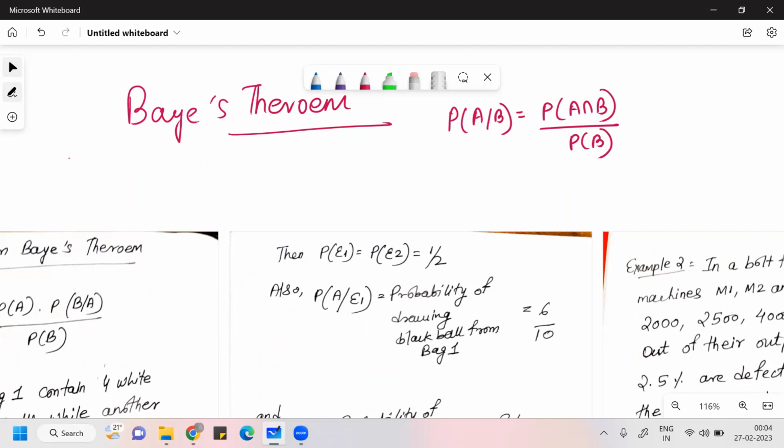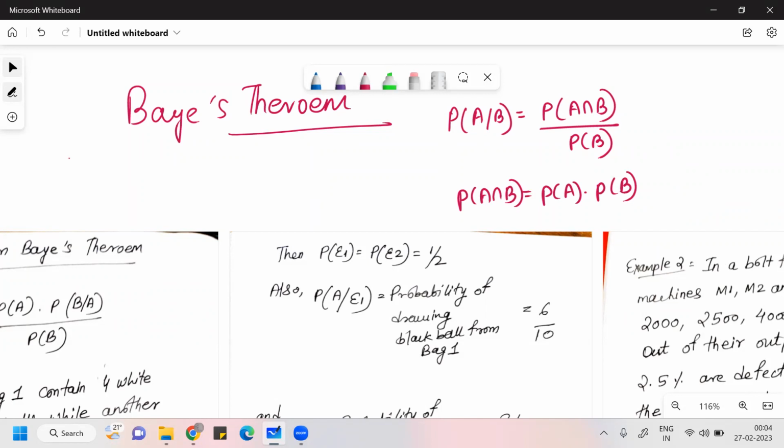If you are not much aware of conditional probability, you can go through my videos on conditional probability, which will give you a lot of knowledge about how it works. You should also know about independent events. When the events are independent, the probability of A intersection B will be equal to probability of A into probability of B. These are basic concepts of probability which you must be aware of.